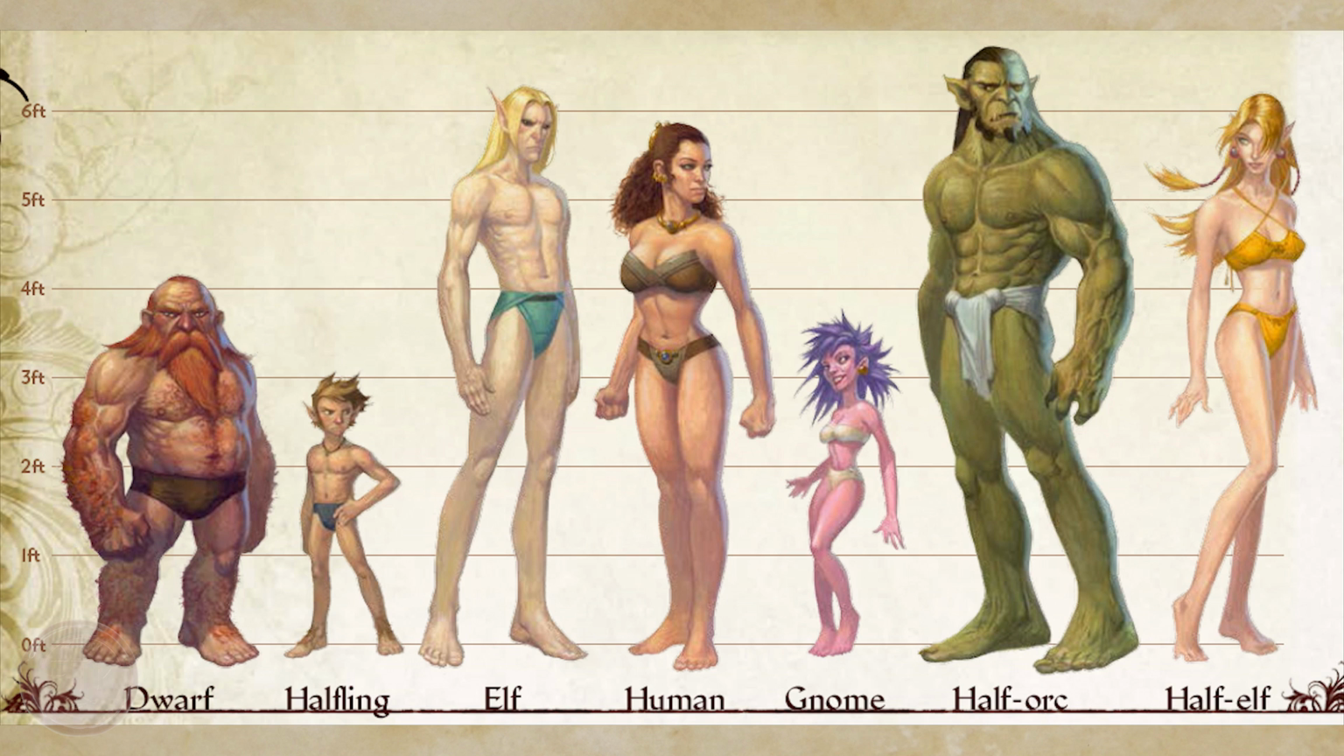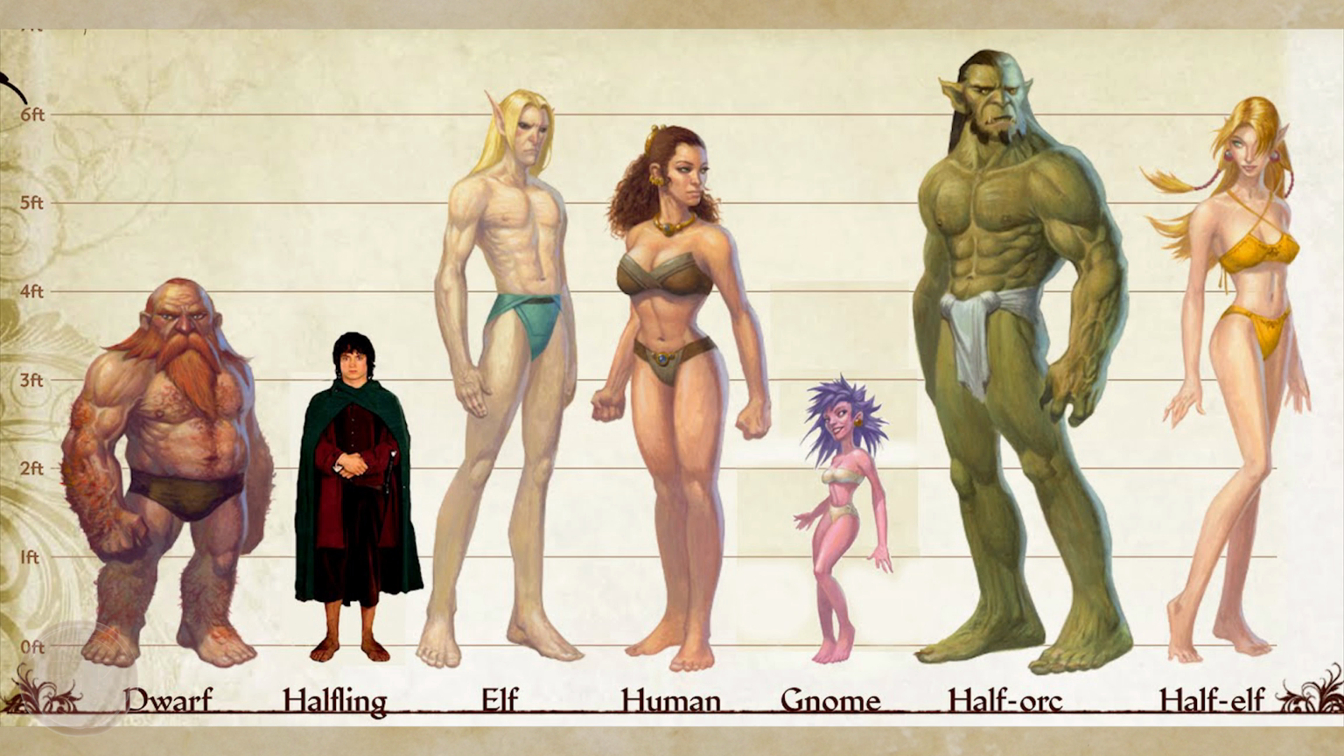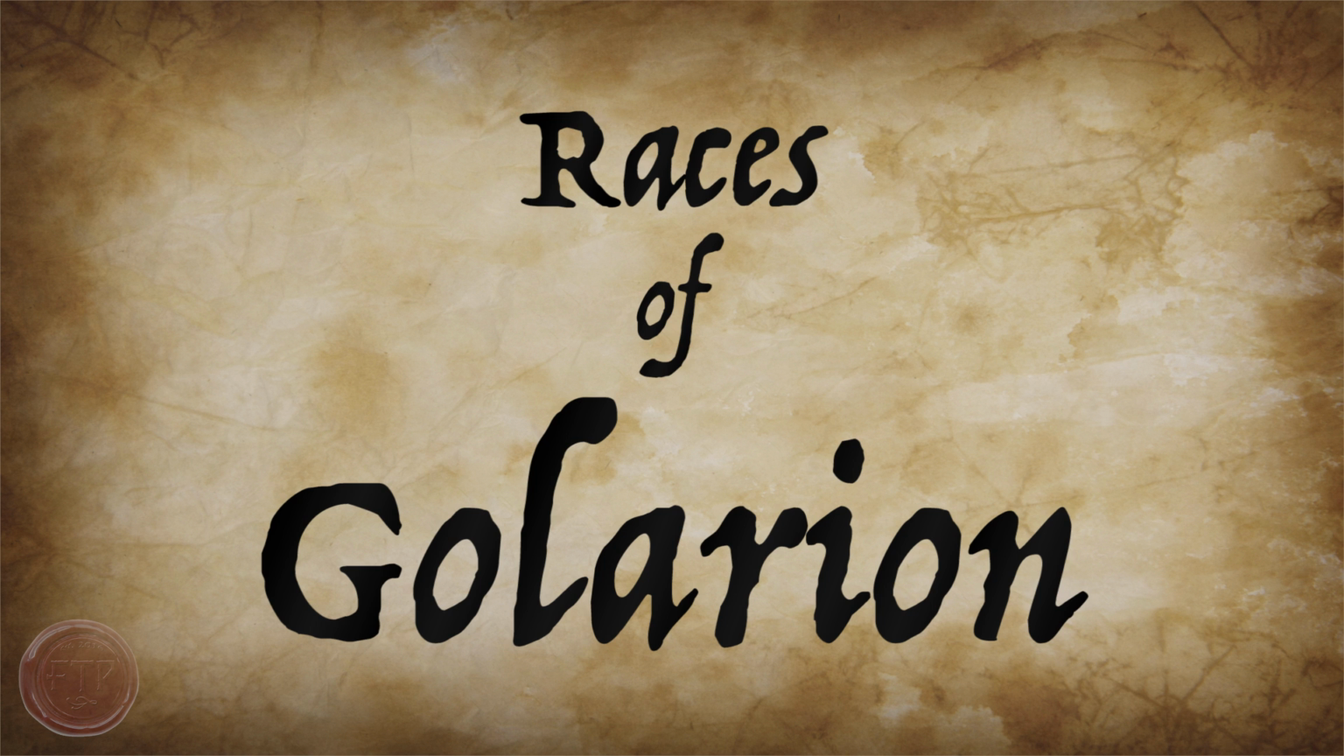Humanoid playable races generally fall into 2 categories, small or medium-sized. This has to do with the height and weight. So if you choose to play a gnome or a halfling, you're choosing to play a small-sized creature. Think about the difference in height between Bilbo and Gandalf.